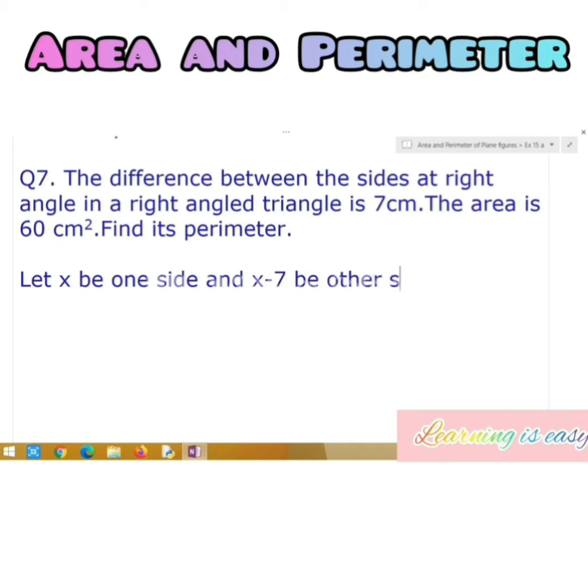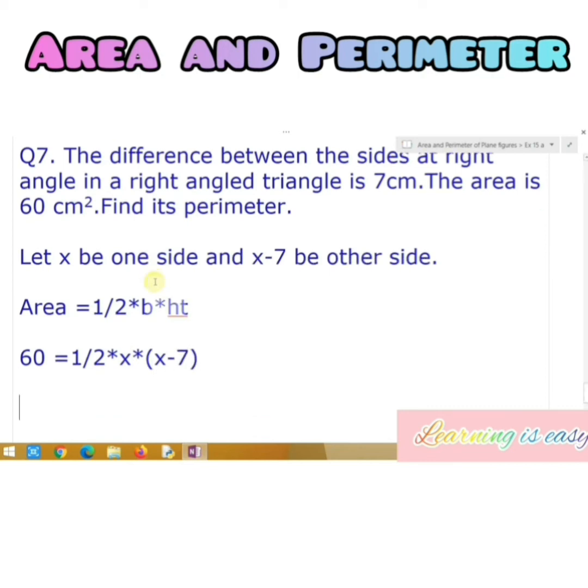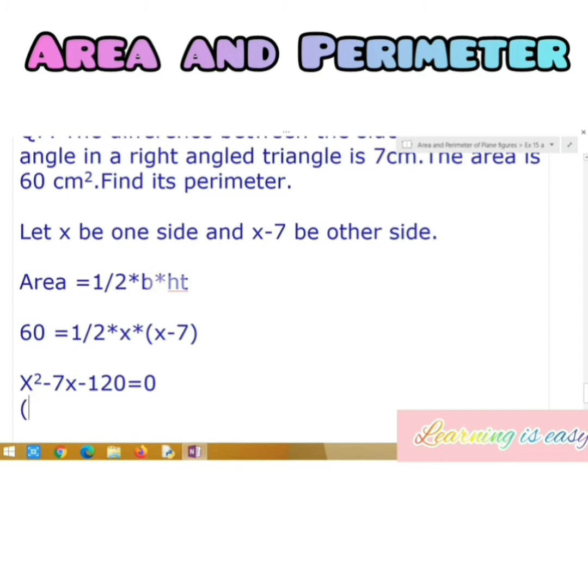Next, question 7. The difference between the sides of the right angle triangle containing the right angle is 7 centimeter. Area is 60 centimeter square. Find its perimeter. So let one side be x and the other side be x minus 7. So area is going to be half into base into height. We already have area in the question, that is 60 centimeter square, half into x into x minus 7. So that's going to be x square minus 7x minus 120 equal to 0.